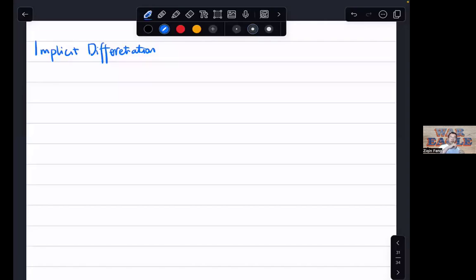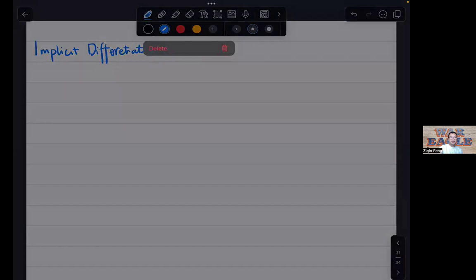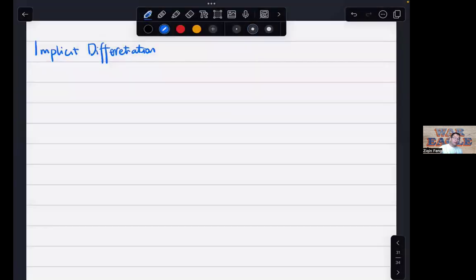In this video, we will introduce another technique to differentiate a function, which is called implicit differentiation. So far, all our functions are given explicitly, for example, in the form y equal to f of x. This function here is explicitly defined.